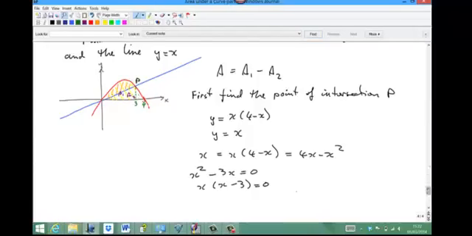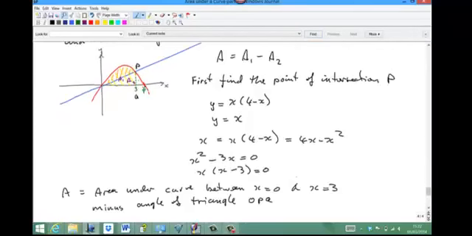So the area A is the area under the curve between x equals 0 and x equals 3, and that's A1, minus the area of the triangle OPQ, where Q is this point on the x-axis, and that is A2.